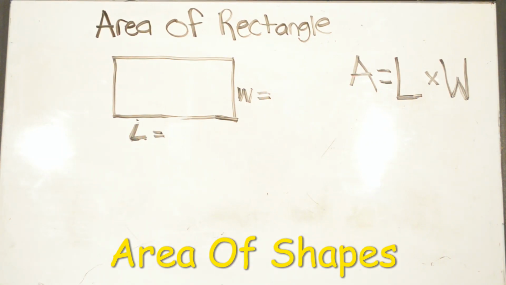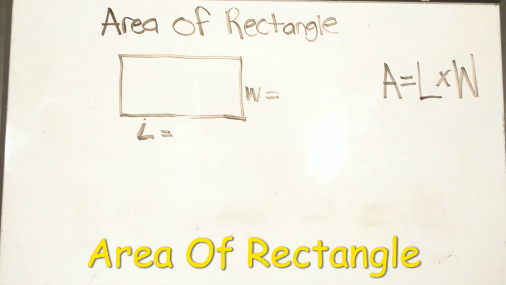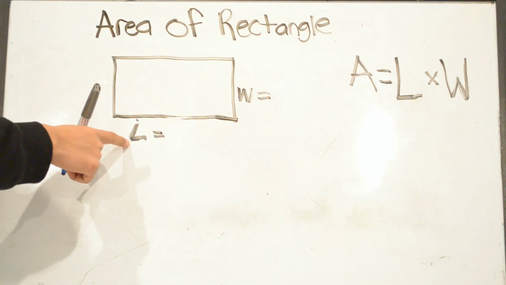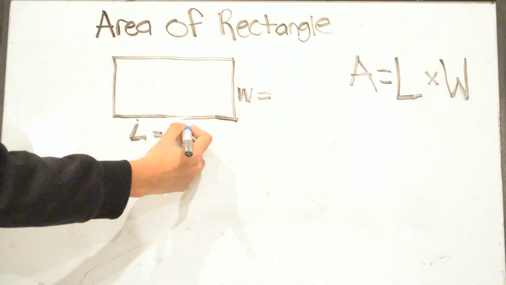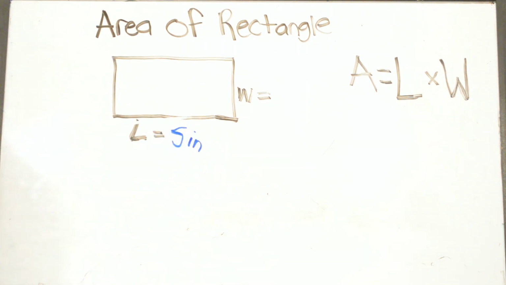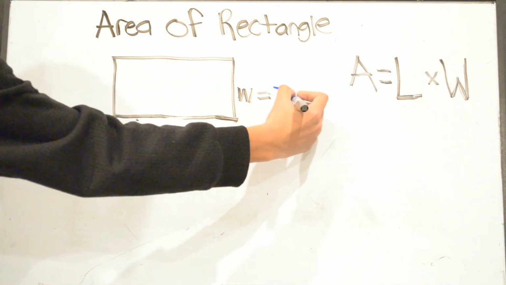Today we are going to talk about areas of rectangle, triangle, square, trapezoid, and parallelograms. Area of rectangle is length times width. For our first example, our length is going to be 5 inches, and our width is going to be 7 inches.